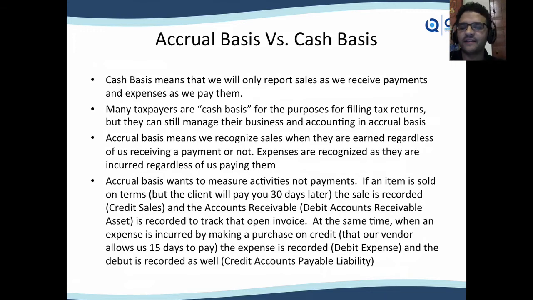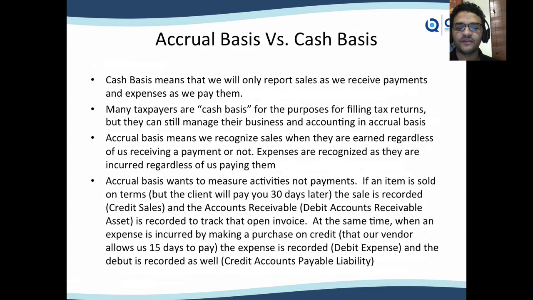Now, these are basically for all the open invoices that we're keeping track of. At the same time, let's say I incur an expense, like I buy some supplies from a vendor that gives me 15 days to pay. I'm going to incur the expense, record it on the books, and record my debit as the expense. So I'm going to debit my expense, and then, sorry, I'm going to record the credit to accounts payable.